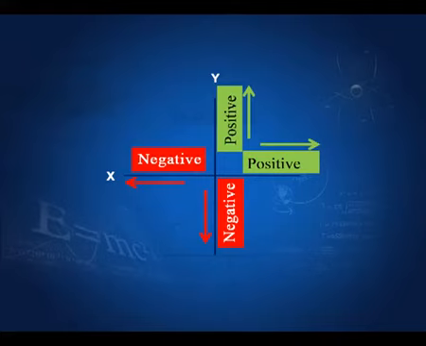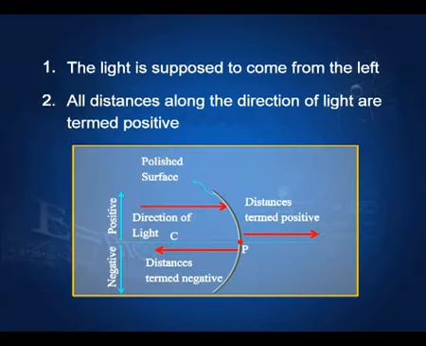You are familiar with this x axis, y axis, this is a Cartesian frame, and you also know that quantities along this x axis are positive, along this negative x axis they are negative, upward along the y axis they are positive, and downward along the y axis they are negative. So, we shall use this Cartesian frame to base our sign convention.